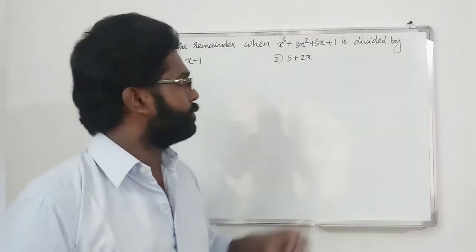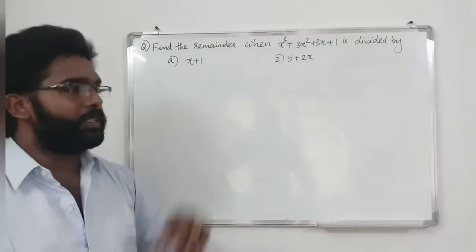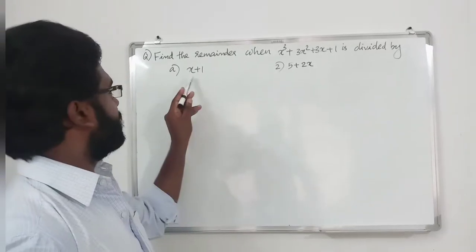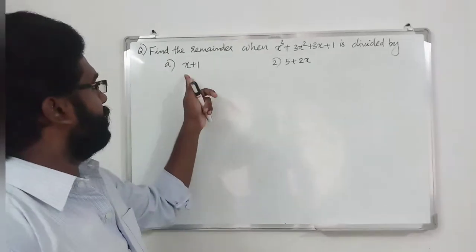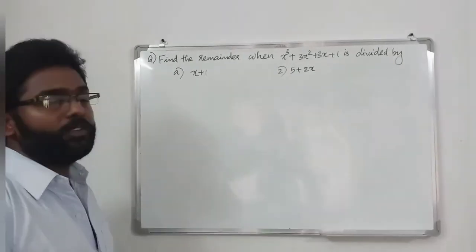Okay, we can do some problems about the remainder theorem. This is our first question. Find the remainder when x cube plus 3x square plus 3x plus 1 is divided by x plus 1. There are two questions: first by x plus 1 and second by 5 plus 2x. First we do the first one.